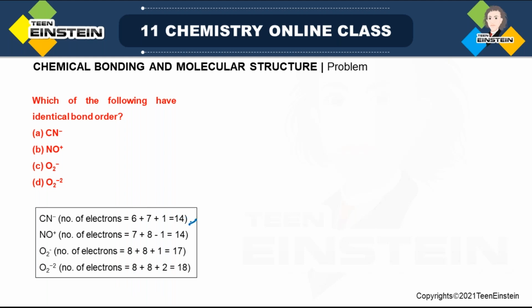Here CN minus, 14: 6 for carbon, then 7 for nitrogen, and 1 for the negative charge. Then for NO plus, it is 7 for N, 8 for oxygen, minus 1 because there is a positive sign. Come to O2 minus superoxide, it is 8, 8, 1 electron extra, 17, and the last one is just like the previous one, only you have 2 extra electrons. So these two are not isoelectronic, but the first two are isoelectronic. So that is why these should have identical bond order.